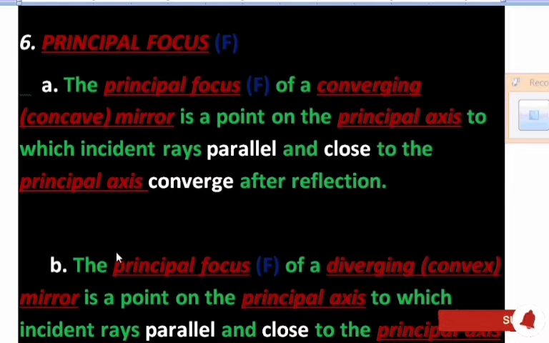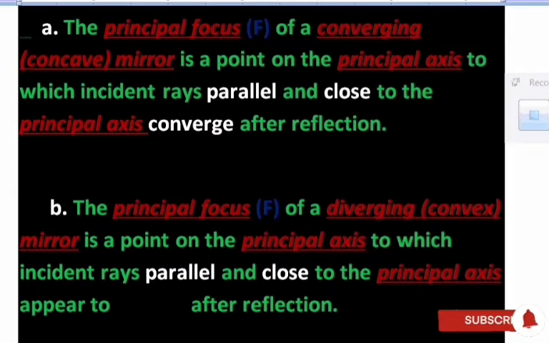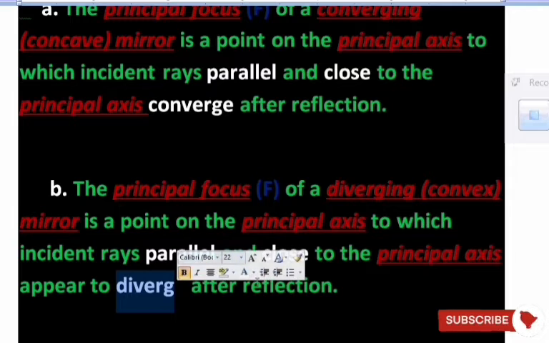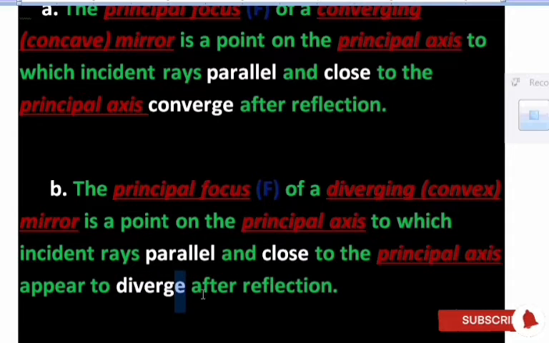Then for that of a diverging mirror, the principal focus is a point on the principal axis from which incident rays parallel and close to the principal axis appear to diverge after reflection. So that point where they appear to diverge after reflection is known as the principal focus.